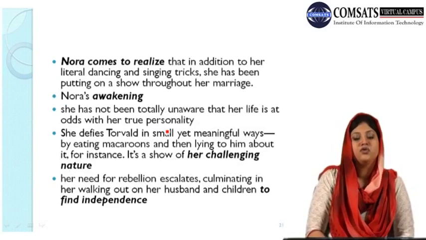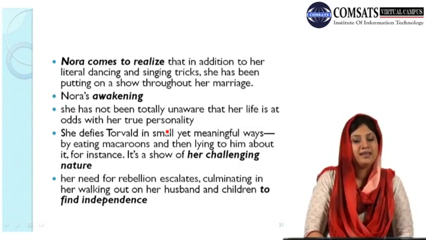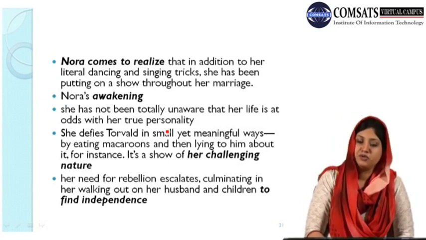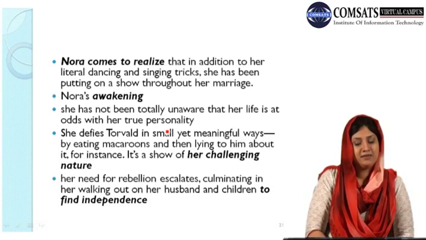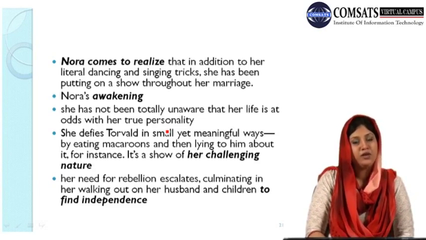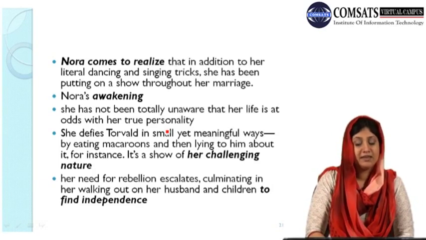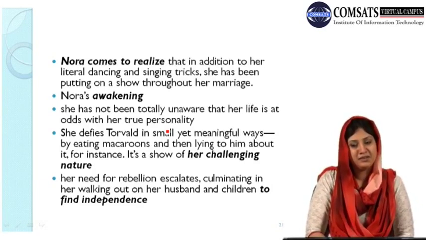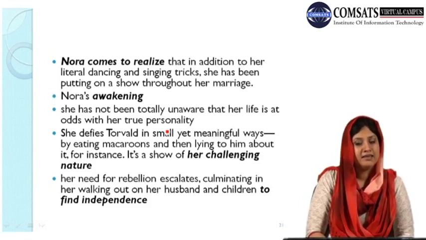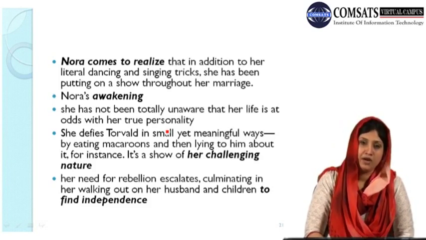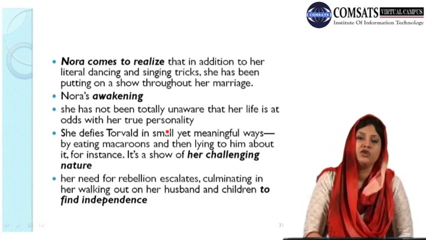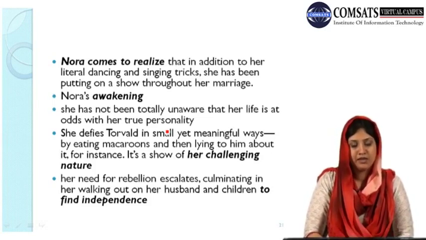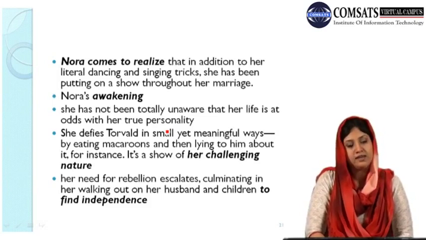Then we find that Nora comes to realize that in addition to her literal dancing and singing tricks, she has been putting on a show throughout her marriage. Here there are two things. One, that this dancing and singing is one way of the character's catharsis, that she literally uses this way to let her upset and intense emotion out. Then she finds that it's not only a catharsis, not only the literal dance and singing, it's a way of her life, an attitude of her life that she's spending with her husband. Her married life is like that, that she has become an object of pleasure for her husband only, and she does not keep any standing, any status for her own sake.